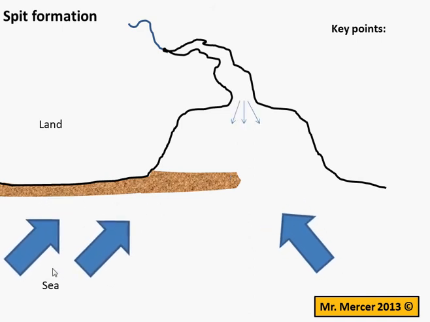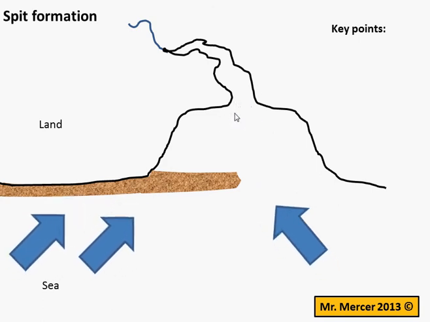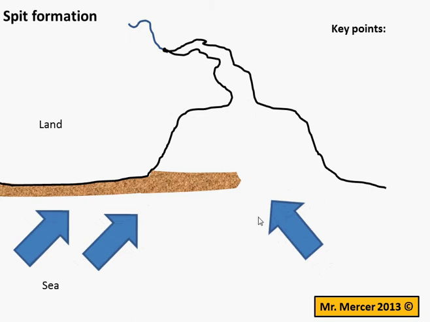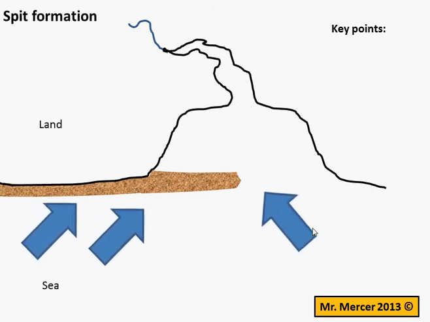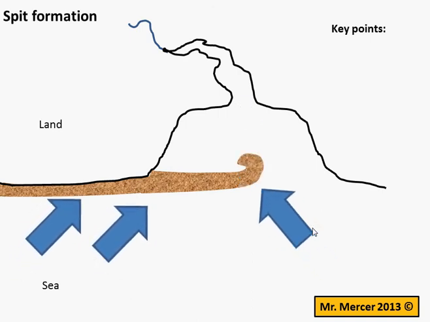So far we've got two processes. We've got wind causing longshore drift and the river causing a balancing effect. Now we've got the third process, which is changes in the wind direction. Now where the wind direction changes, this causes a hooked end to appear on the spit.